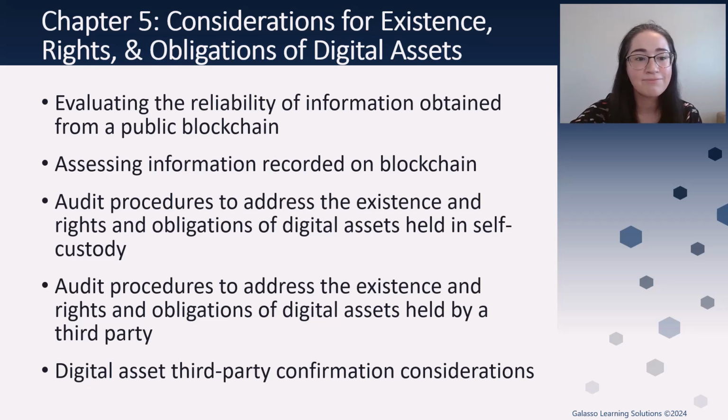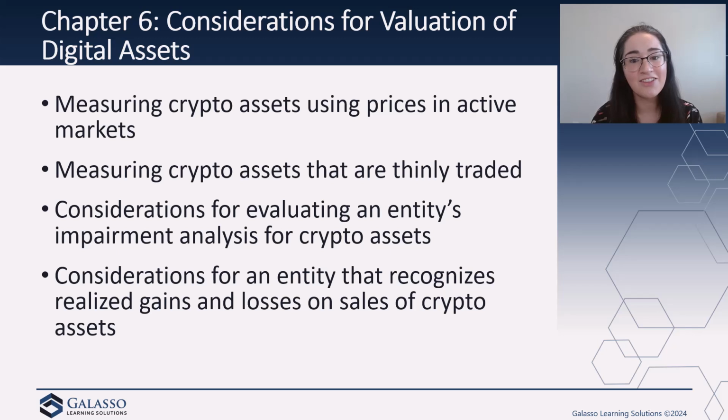As you can see here, lots of these individual topics are trying to get at the existence, rights, and obligation assertions. Chapter 6, on the other hand, is honed in and focused on the valuation of digital assets, which is another super important, super relevant area. The specific sections in this chapter address the measurement of crypto assets using prices in active trading markets or that are potentially thinly traded, for example, in a non-active market. Impairment considerations are very important to include as well. And also any audit considerations for an entity that recognizes realized gains and losses on the sale of their crypto assets.